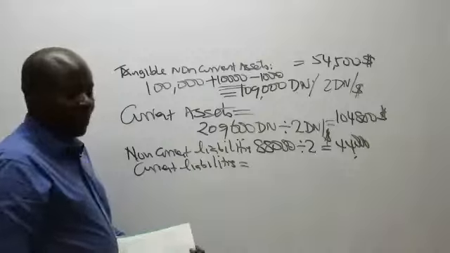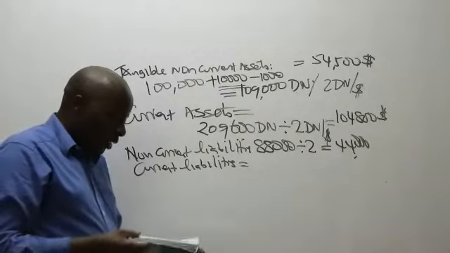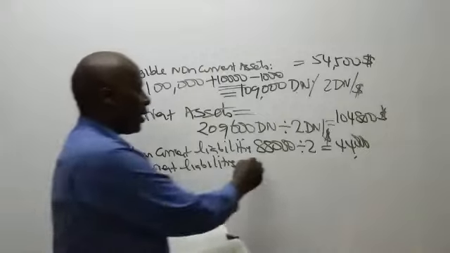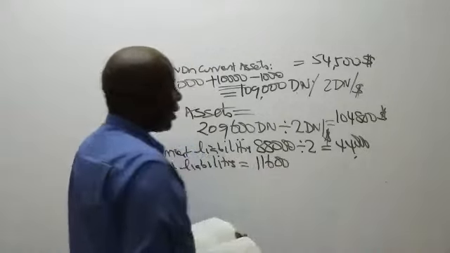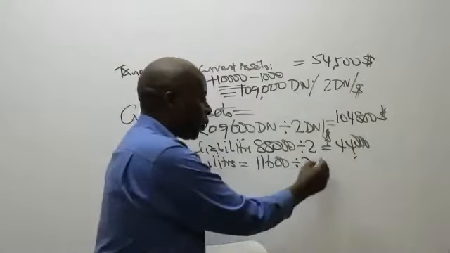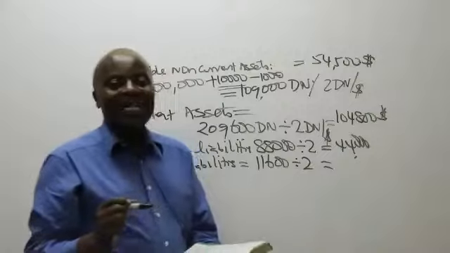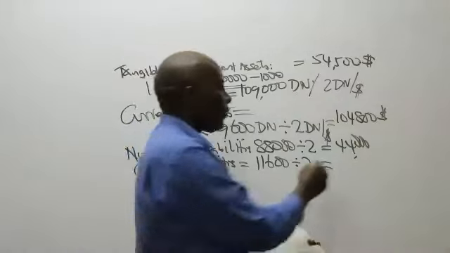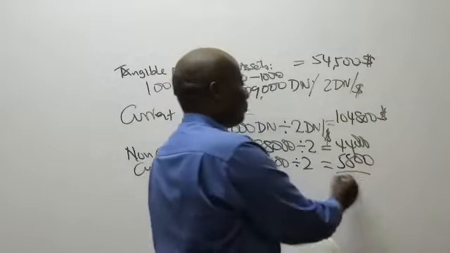So current liabilities, I can see a figure of what here, somebody? For current liabilities, I can see 11,600. So 11,600, I will come straight away and divide this by the closing rate of 2. Balance sheet items, we use the closing rate always, which is 5,800.